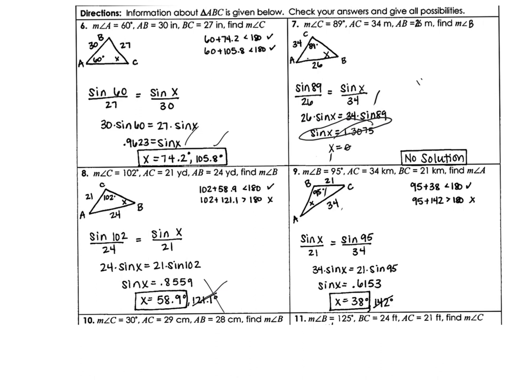And then number 9. Again, you did not have a possibility of it being a valid answer. You still got these two to do. I'm not giving you the answers to those.